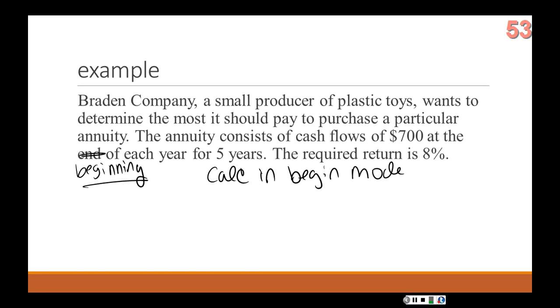So we've already drawn the timeline for the ordinary annuity, so we can just enter this in. Now that we have it in begin mode, we treat this just as if it were an ordinary annuity problem. So N is equal to 5. The interest rate is equal to 8. We're wanting to know how much they should pay, so we're wanting to know the present value. The future value is 0. And the payment is $700.